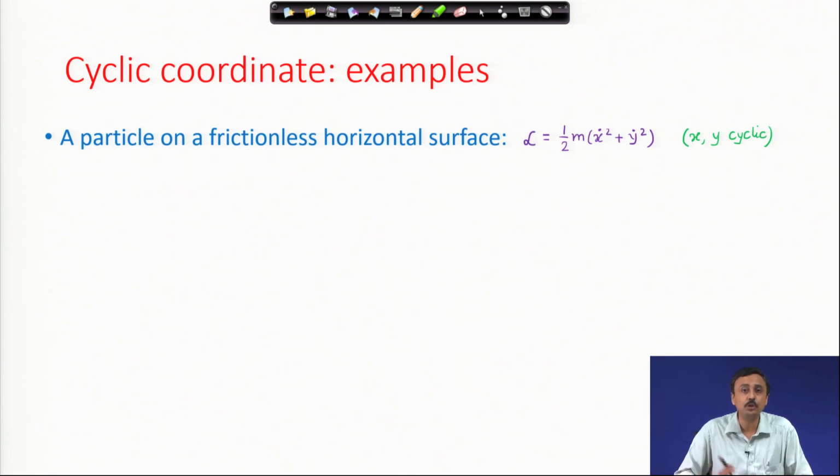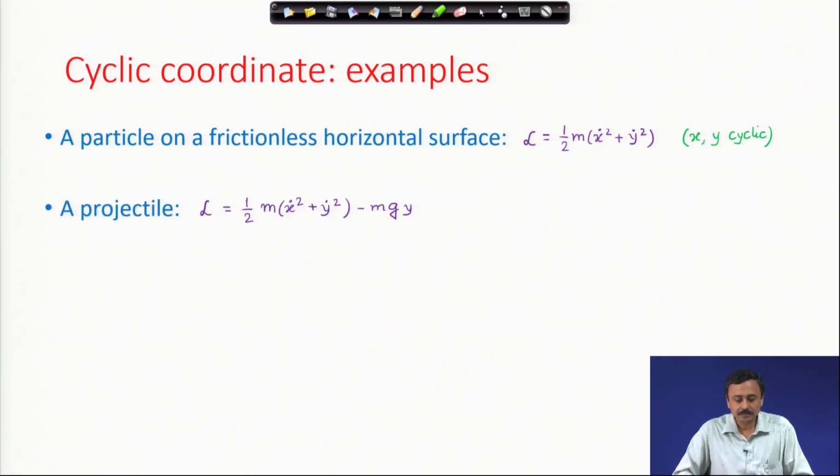Therefore, the momentum conjugate to x and the momentum conjugate to y are conserved. And if you just do that calculation, what is the momentum conjugate to x? It is m x dot, which means linear momentum in the x direction. Similarly, the momentum conjugate to the y coordinate is m y dot, and that is linear momentum in the y direction. So, both of them are conserved, there is no other external force.